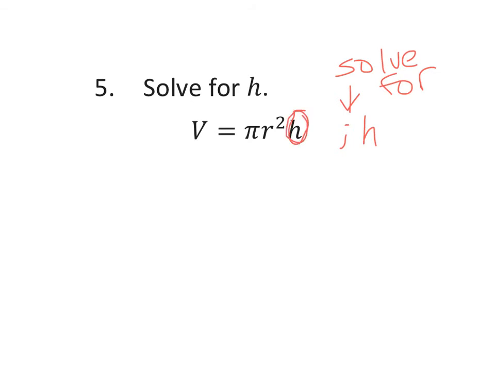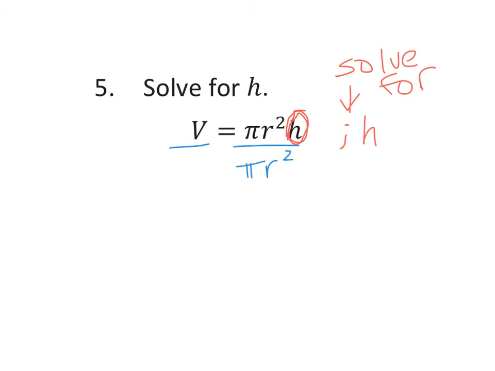Now don't make this one complicated. This is actually the volume formula for a cylinder. So we're starting to see where they actually come into play. So pi r squared h, those are all being multiplied. So I get rid of multiplication with division, and what's outside of my circle?